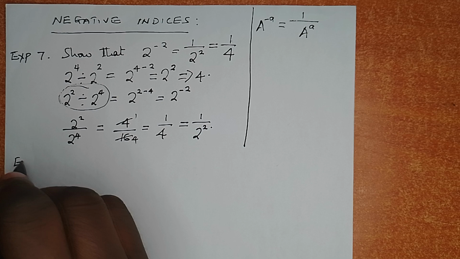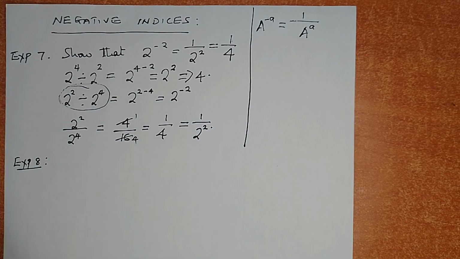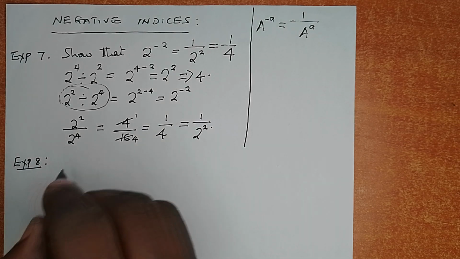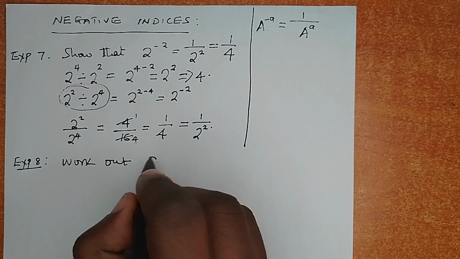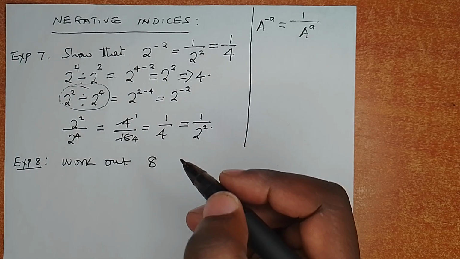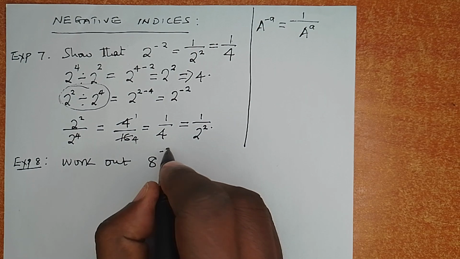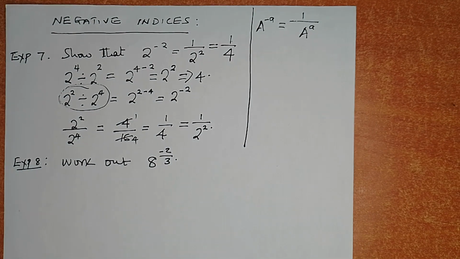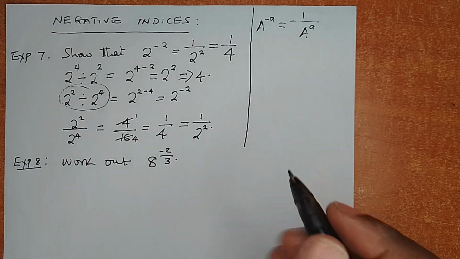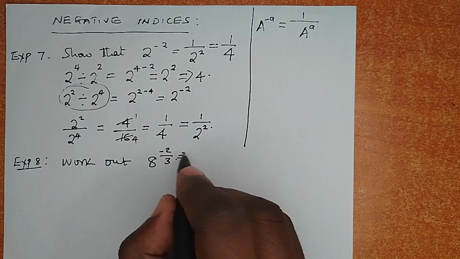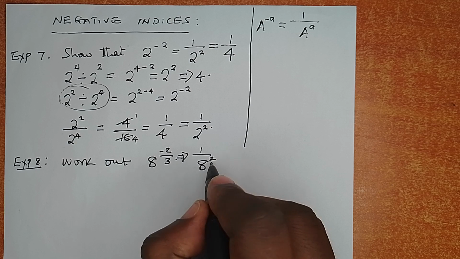If we go to example 8, example 8 is talking of work out 8 raised to power minus 2 over 3. And according to that law, this can be written in terms of 1 over 8 raised to power 2 over 3.